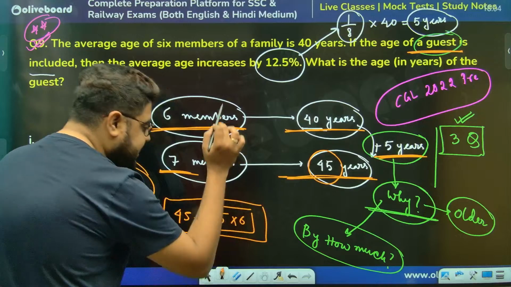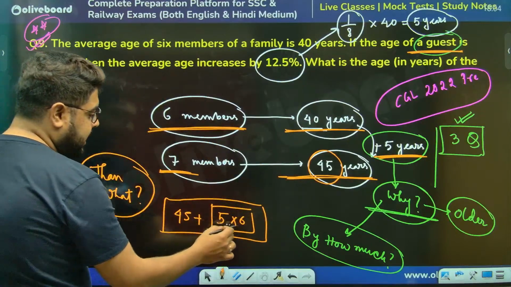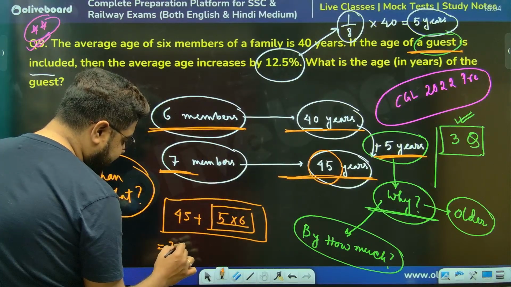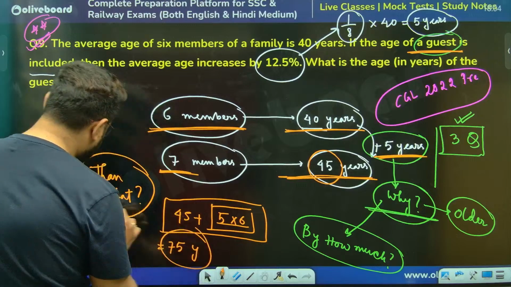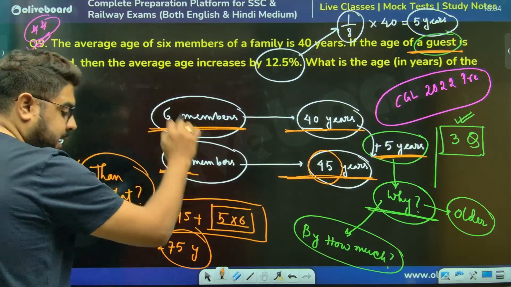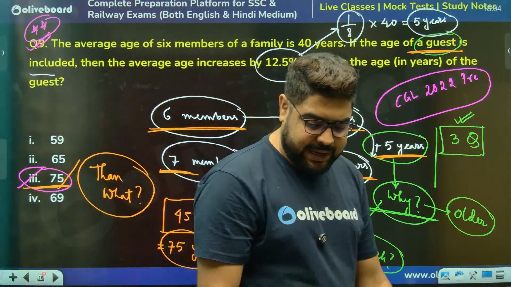That is the age of that person. 30 and 45, that is 75 years. So the answer is, sir, option number 3. So all of you were absolutely correct.